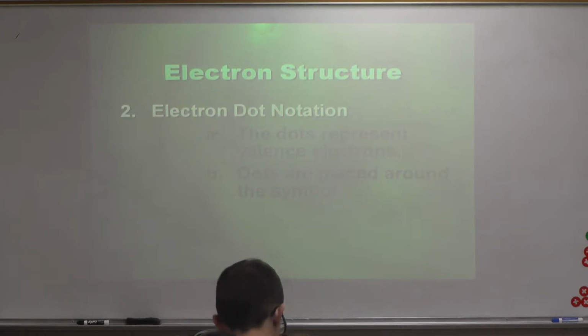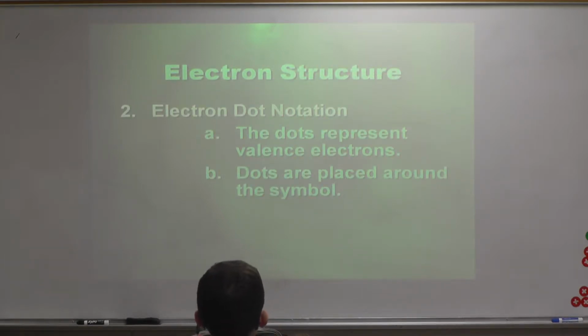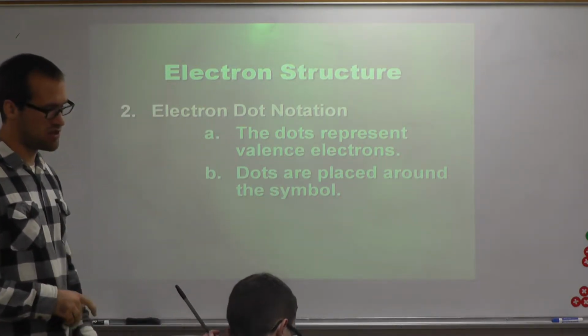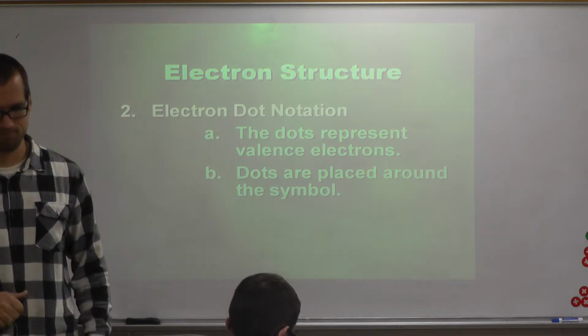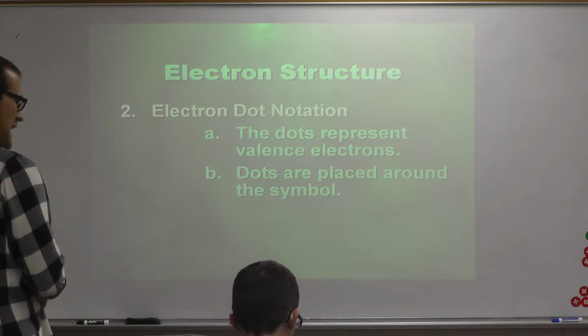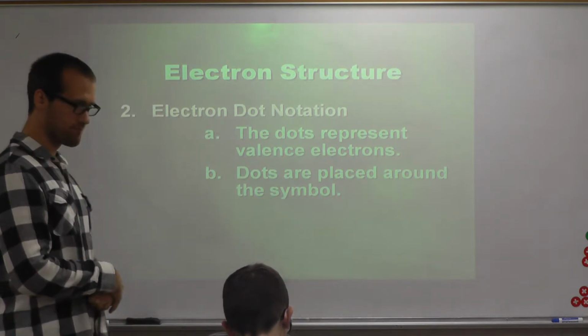We are going to do electron dot notations for each element here. And I will explain and show you how to do this here in a sec. But what we're going to do is we're going to represent valence electrons with dots. I think that sounds fun. It's actually quite easy.